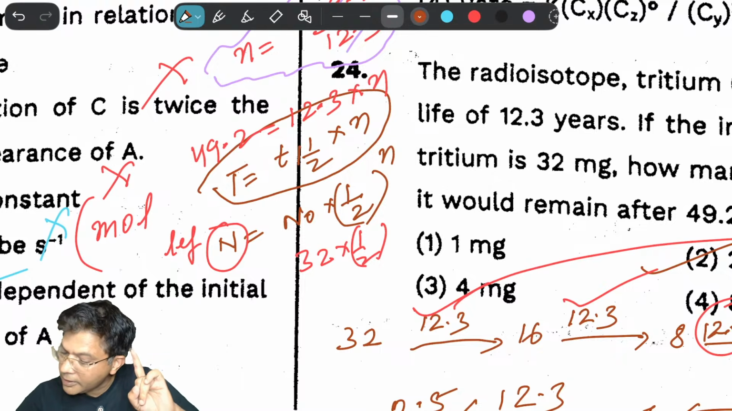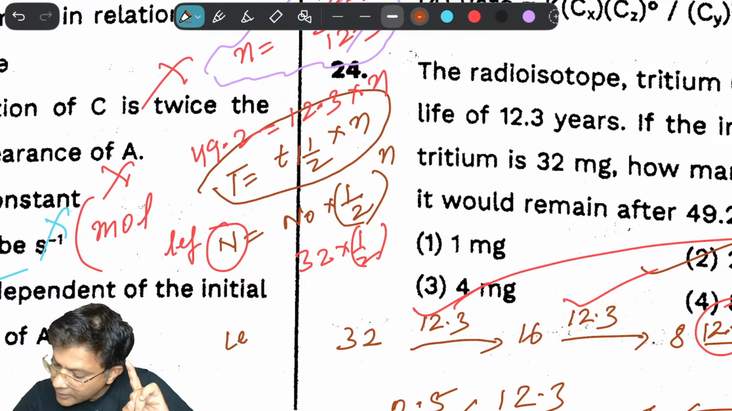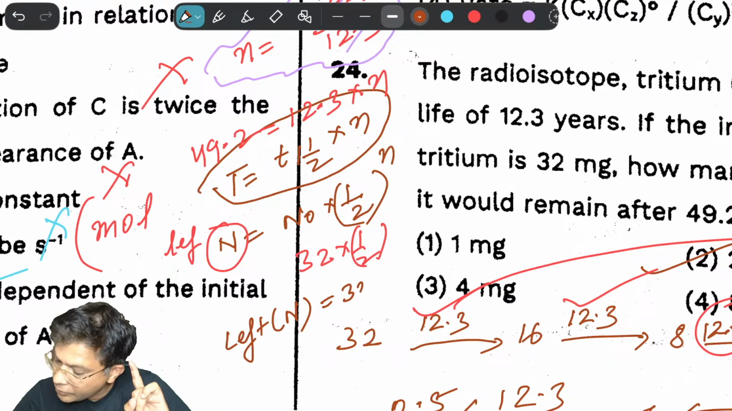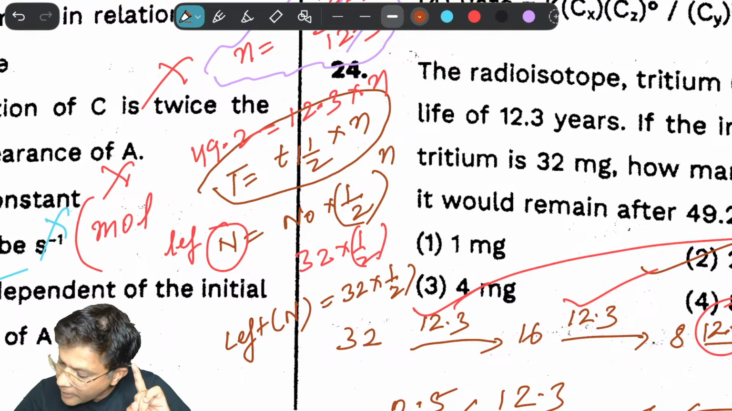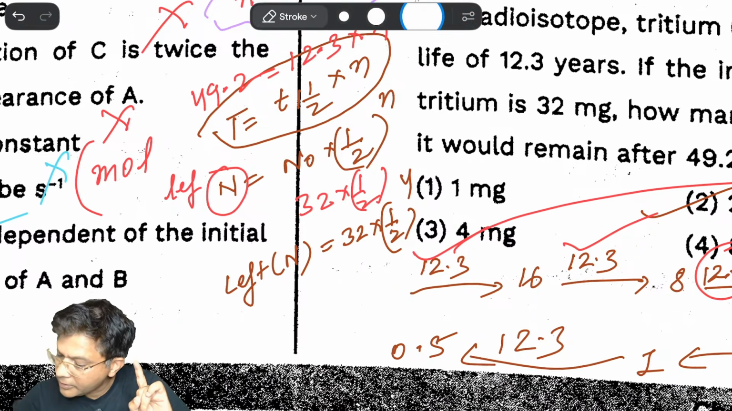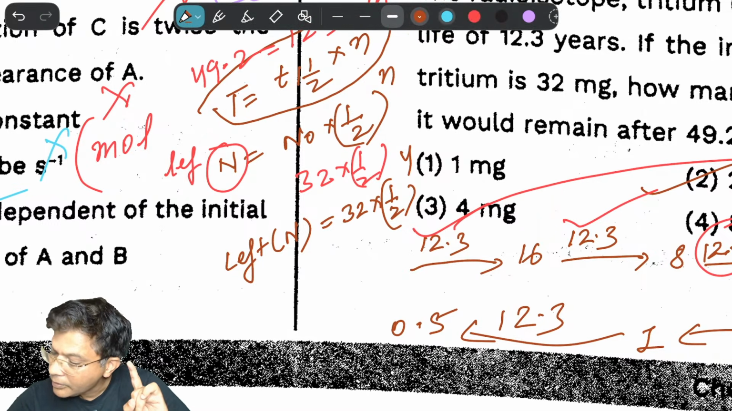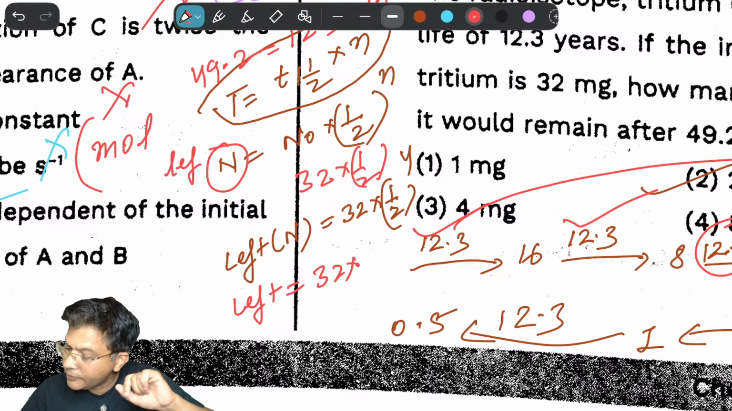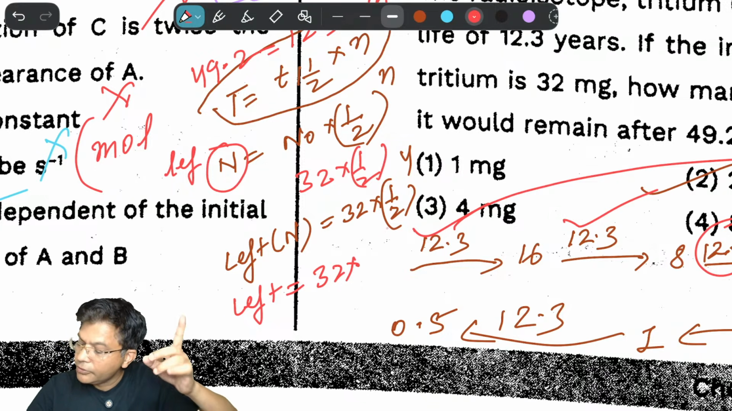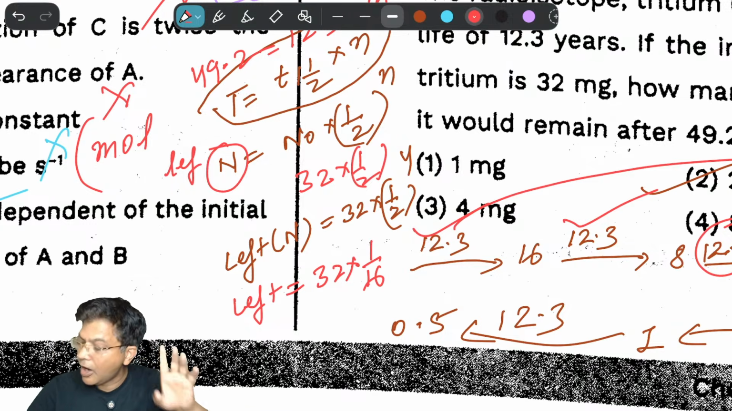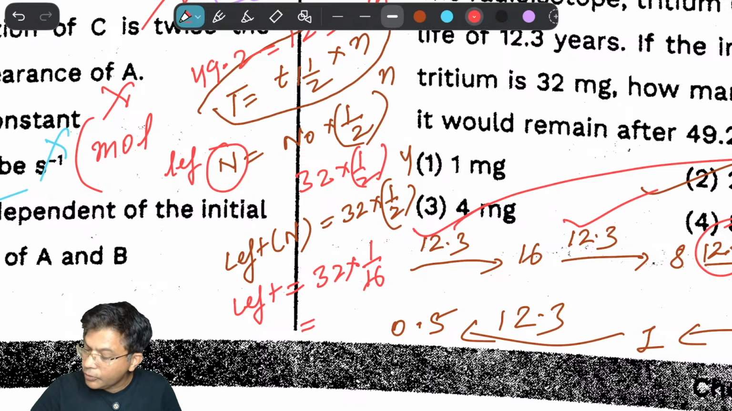Now keep that 4 over here. Bring that 4 and keep it: left amount, that is N, is equal to N naught, that is 32, into 1 by 2 to the power 4. Do let me know how much it is coming. Let's see how much it will come. Left amount is equal to 32 into 1 by 2 to the power 4. 1 by 2 means 2 twos are 4, 4 twos are 8, 16, into 1 by 16. How much? It's coming 2 milligrams.